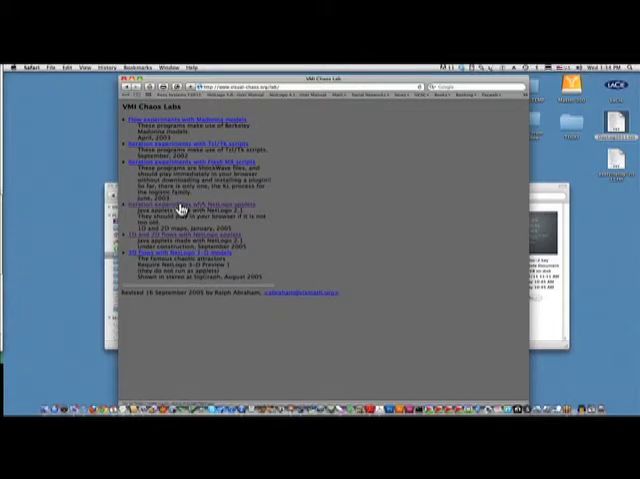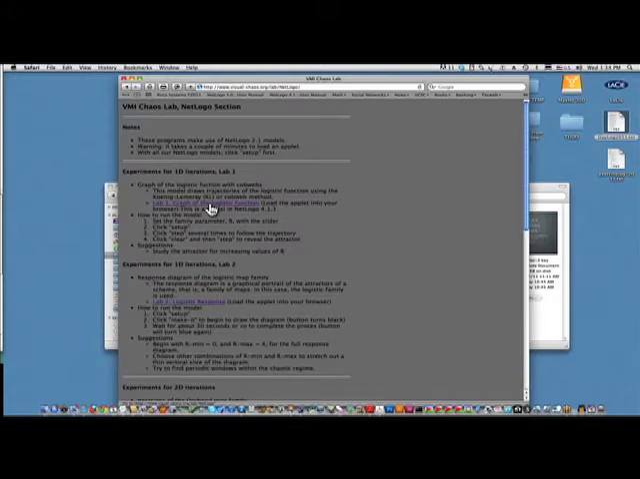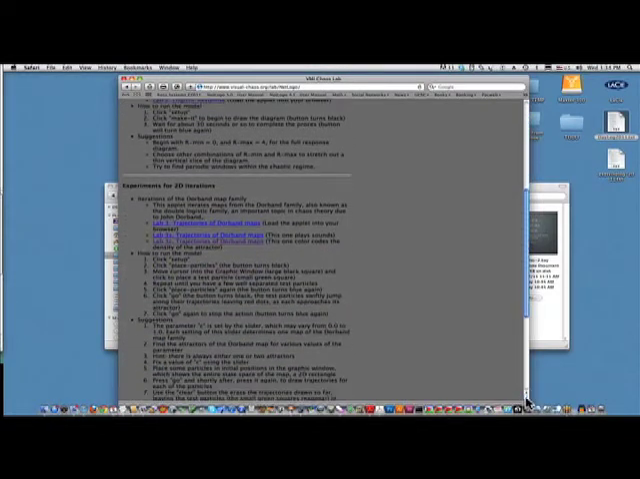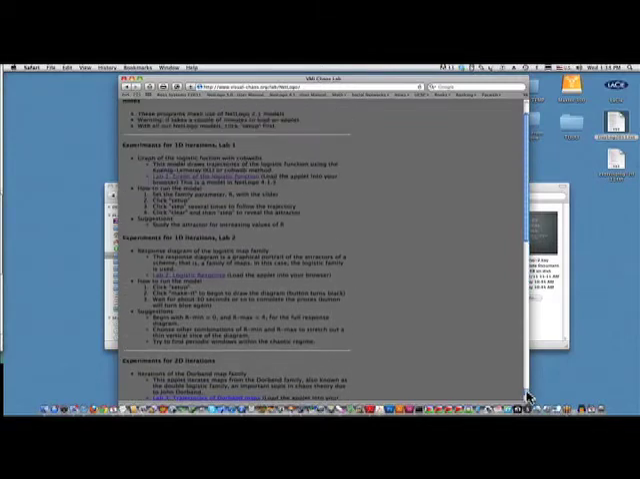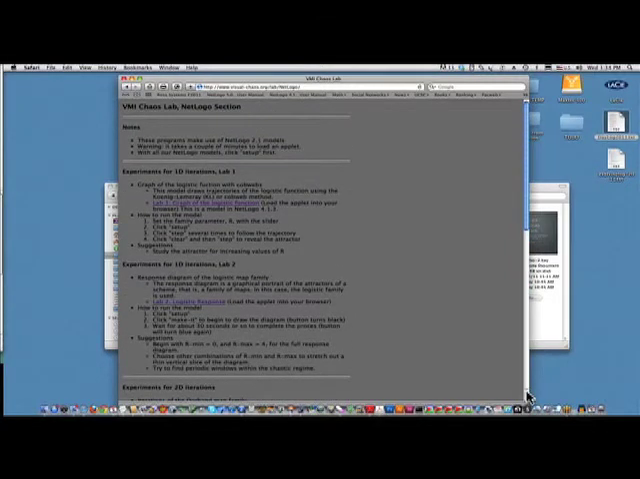I'm choosing this one, iteration experiments with NetLogo applets, and it says 1D and 2D maps. And there's lab one, lab two, and below is labs three and four, and you can try them all if you want. I would demonstrate them all right now if we had more time, but I'm going to limit to lab one and lab two.